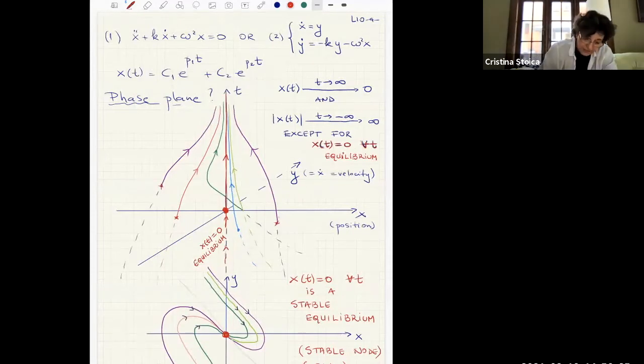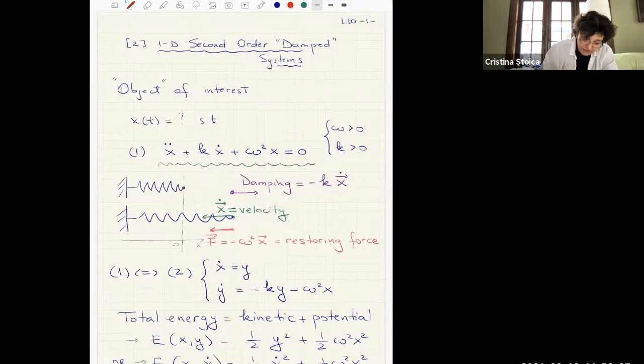In my initial picture, where is it? It is here, the one where the poor oscillator is not pinched. It just sits there. It's a natural equilibrium. If I move it, it will start moving. And because of the damping, it will always go back to its natural equilibrium.